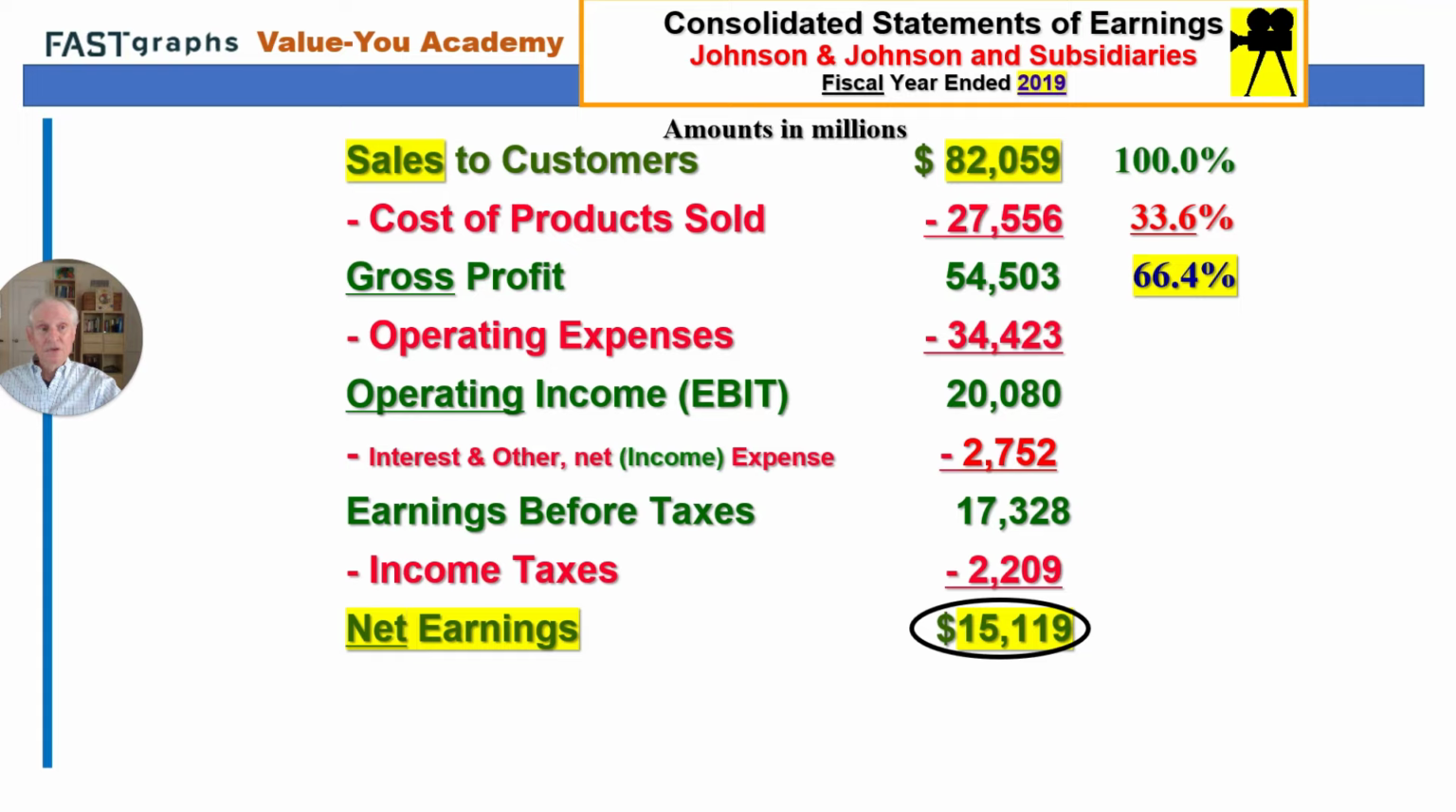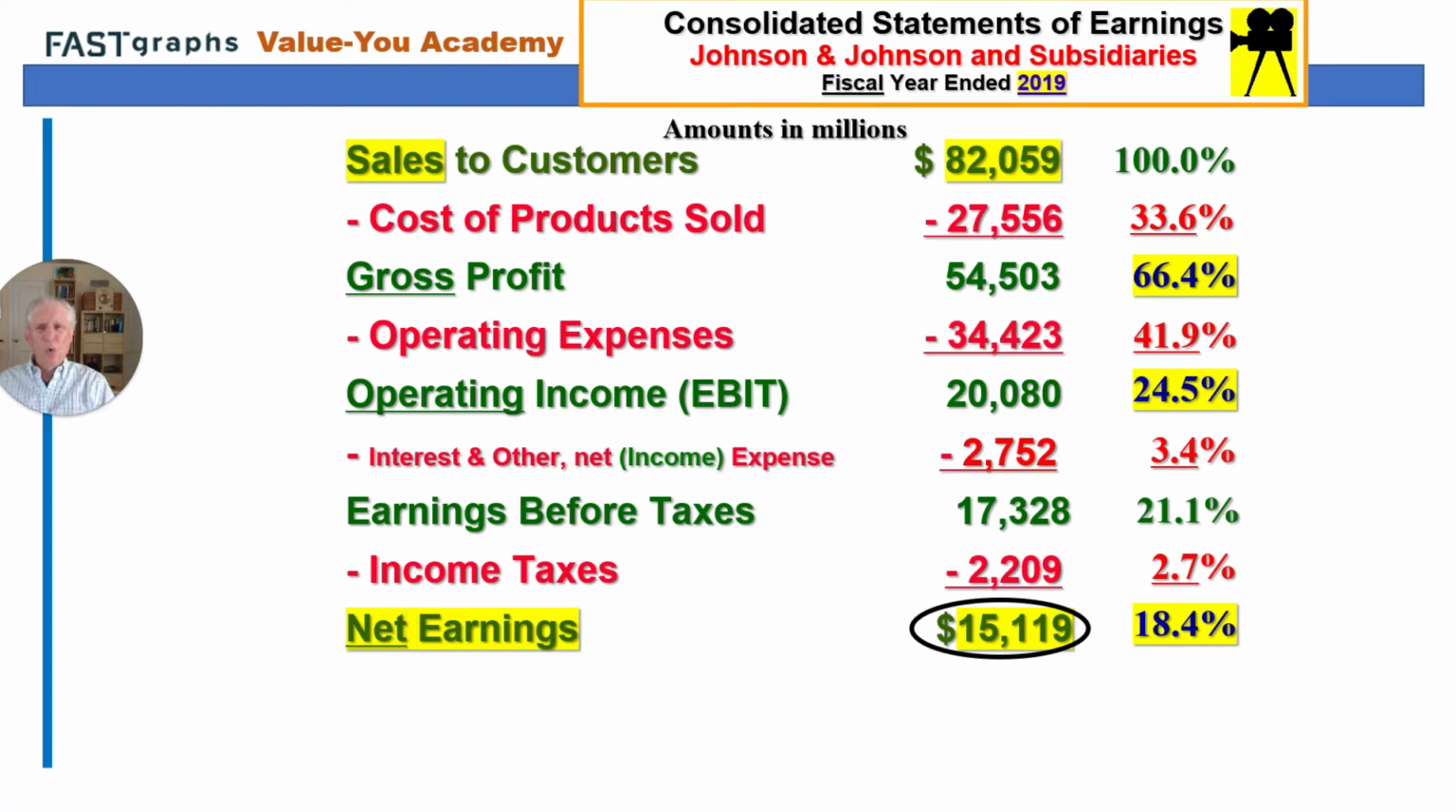33.6, or rounded up 34 cents went out of every dollar, and we're left with 66.4 cents. Operating expenses ate up another 42 cents, rounded up. We're down to 24.5 cents. 3.4 cents went out for interest and other things. We're down to 21.1 cents. Taxes ate 2.7 cents, and we are left with 18.4 cents.